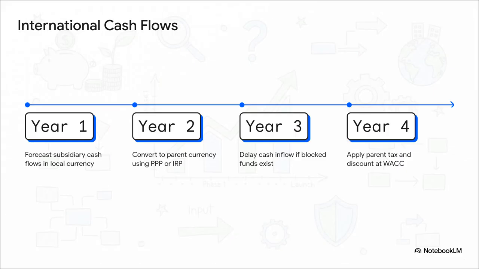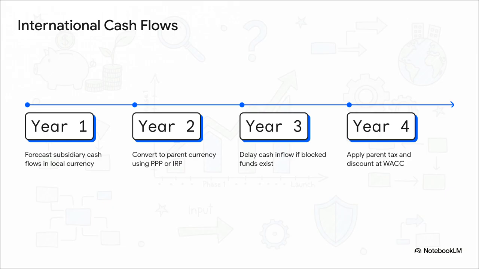When dealing with overseas investments, cash doesn't just instantly magically appear in your bank account. The chronological path of your overseas cash requires some extreme attention to detail. So in year 1, you forecast the subsidiary cash flows in the local foreign currency. In year 2, you convert those flows to the parent company's currency using your PPP or IRP forecasts. But, and this is huge, pay close attention to year 3, blocked funds.